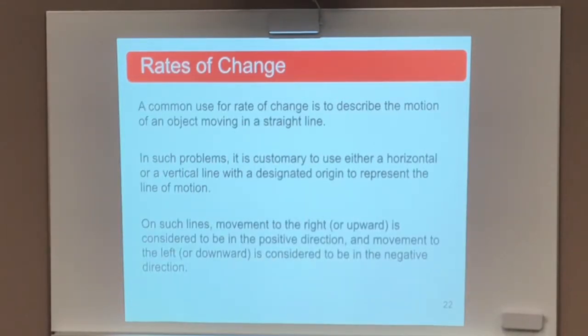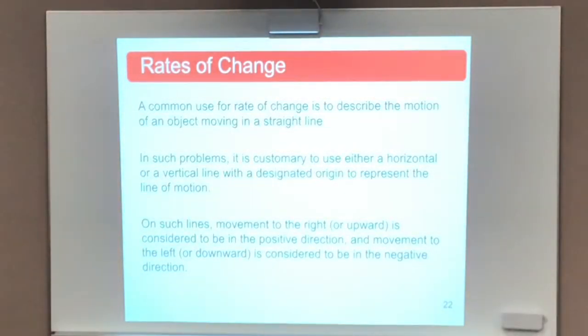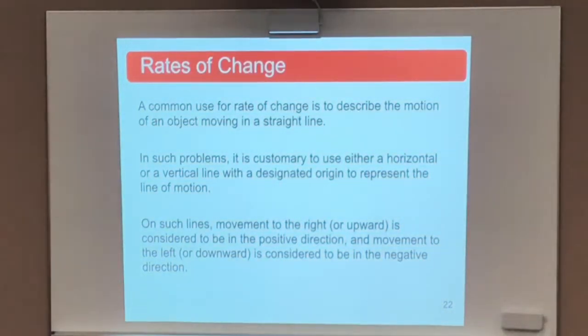A common use of rate of change is to describe the motion of an object moving in a straight line. In such problems, it is customary to use either horizontal or vertical lines that designate the origin to represent the line of motion. On such lines, movement to the right or upward is considered to be what? Positive direction. So if you go upward or to the right, that's positive. And if you move to the left or downward, it's considered to be what? Negative direction. So is everybody with me? Go up or right is positive. Go down or left is negative, just like a coordinate system.